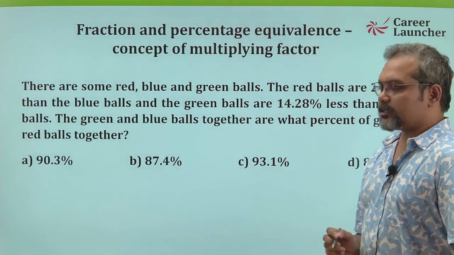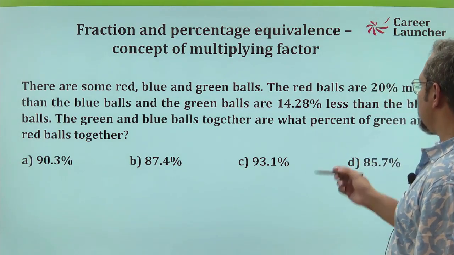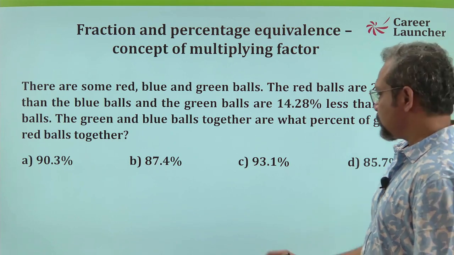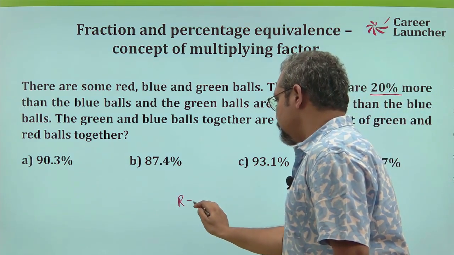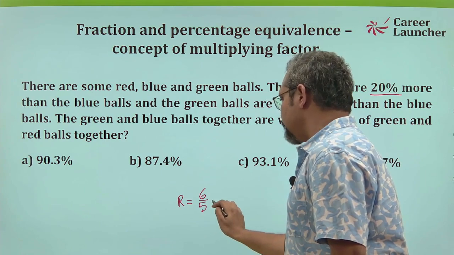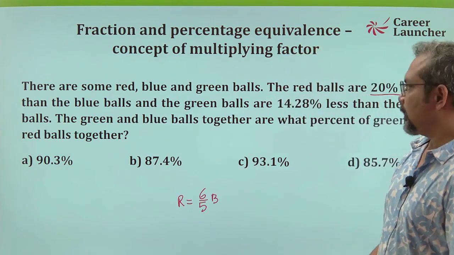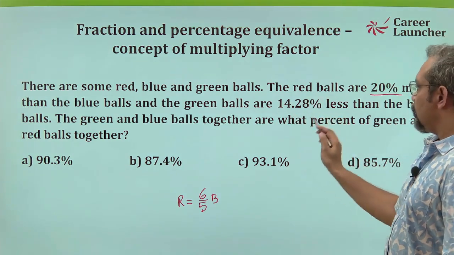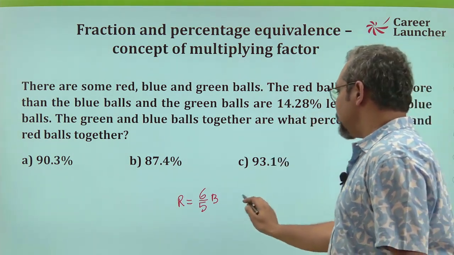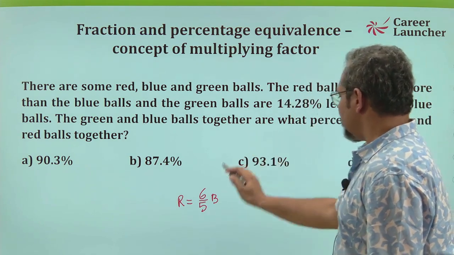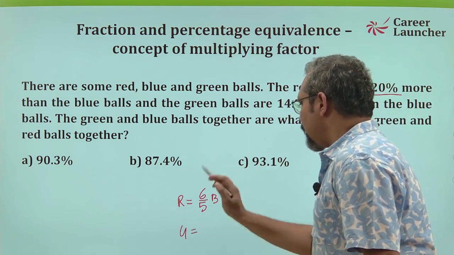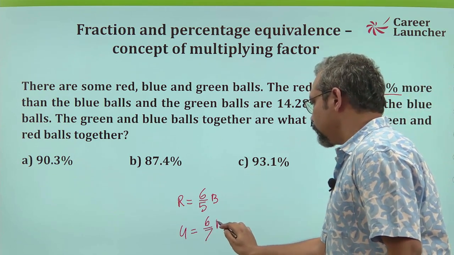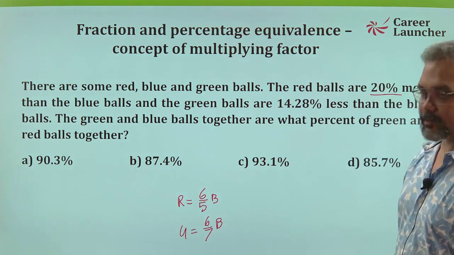So this one says there are some red, blue and green balls. These red balls are 20% more. So 1/5 more than blue. So we straight away write red is 6 over 5 times blue. Done. The green are 14.28%. Now this is 1/7. 1/7 less than blue. So we'll write the green is 1 minus 1/7. So that's 6/7 of blue. So we have got these two fractions.